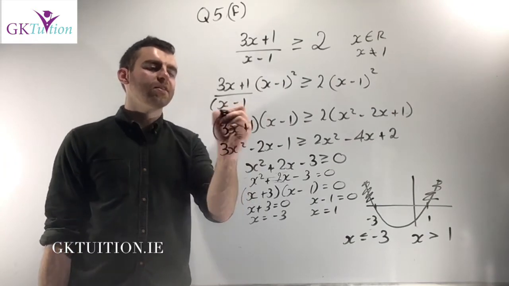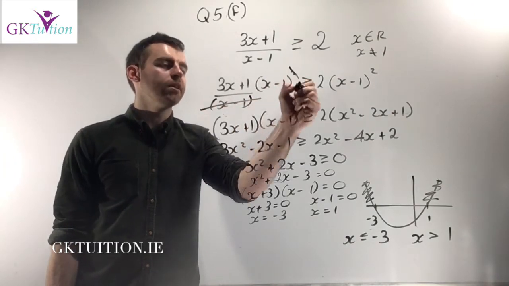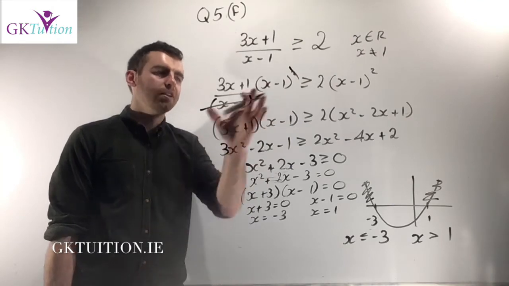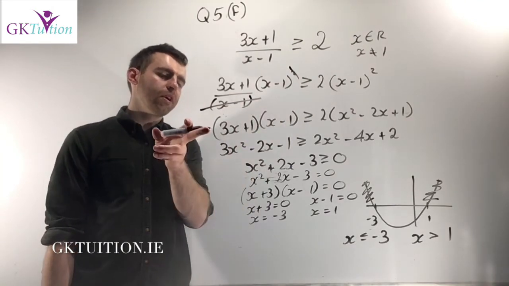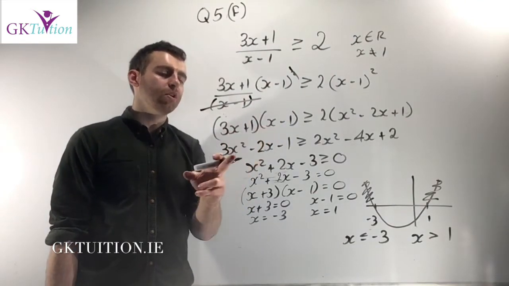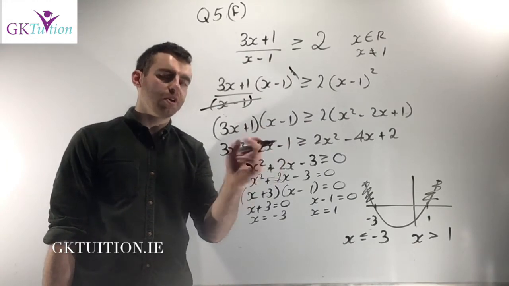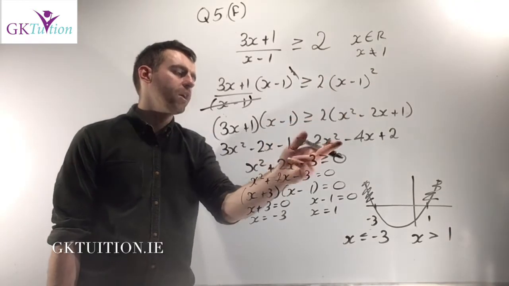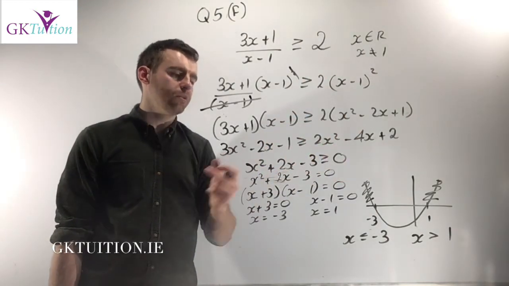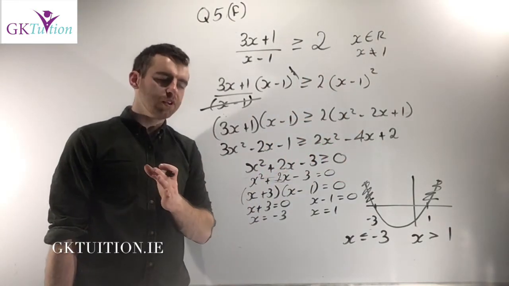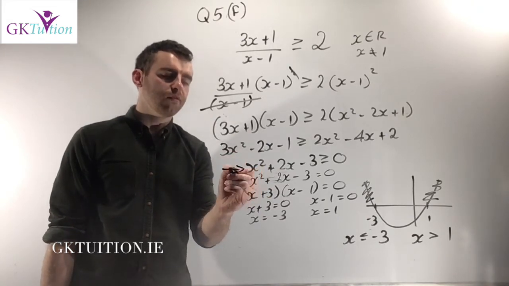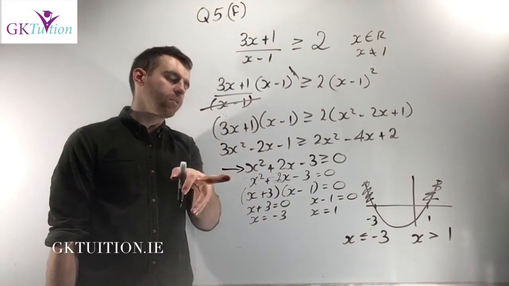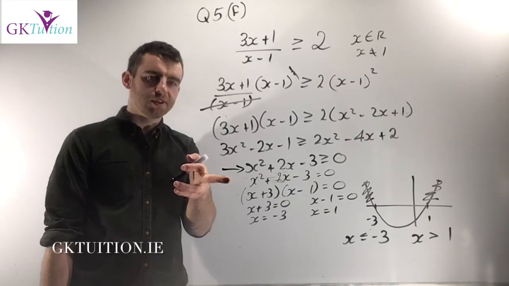And then on the left hand side, the x minus 1 in the bottom will divide into one of the x minus 1's on top, and your square is gone. If you multiply 3x plus 1 by x minus 1, you'll get 3x squared minus 2x minus 1. And if you multiply 2 by (x minus 1) squared, you end up with 2x squared minus 4x plus 2. You move everything to one side, and you get to this stage where you've got a quadratic. I'm saying x squared plus 2x minus 3 is greater than or equal to 0.